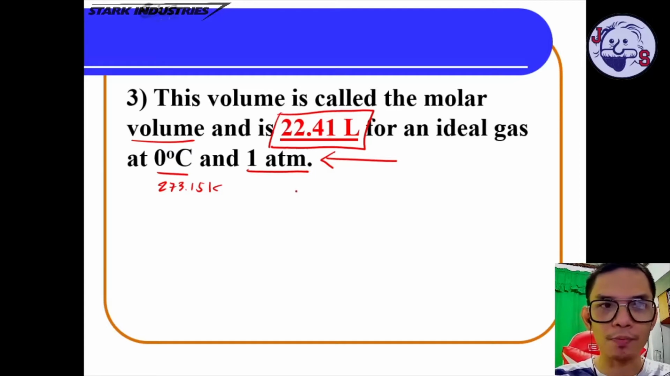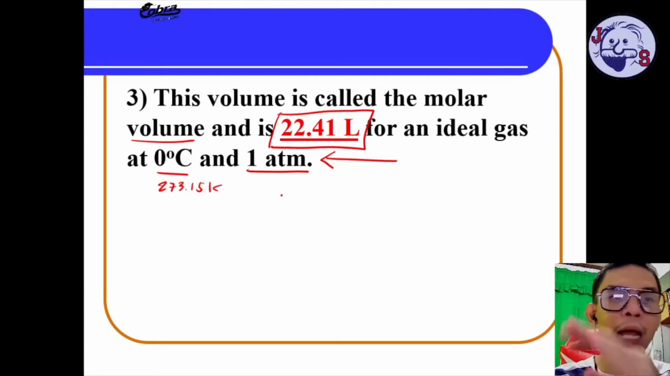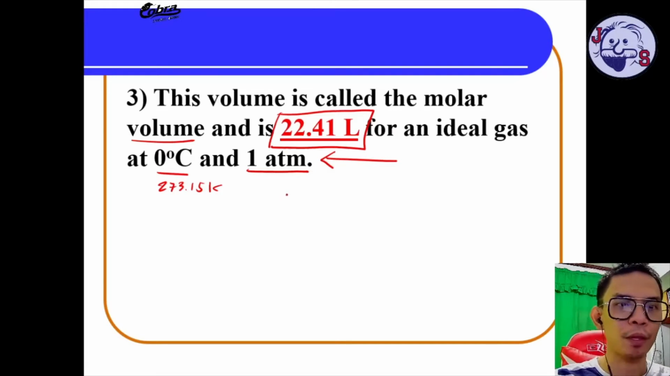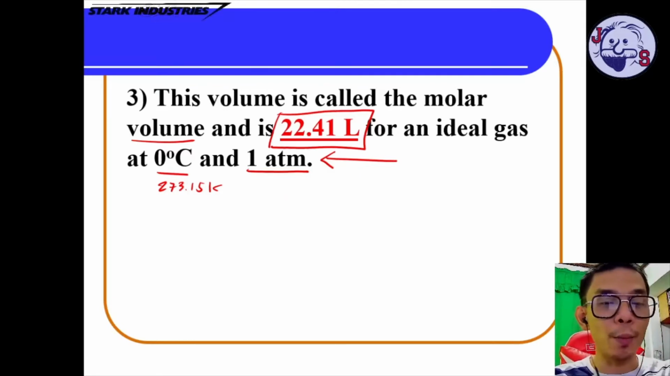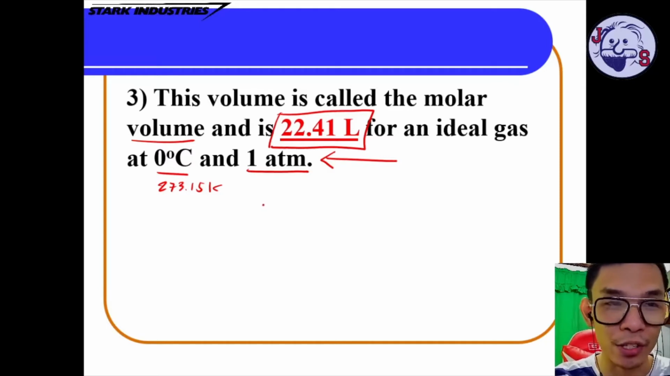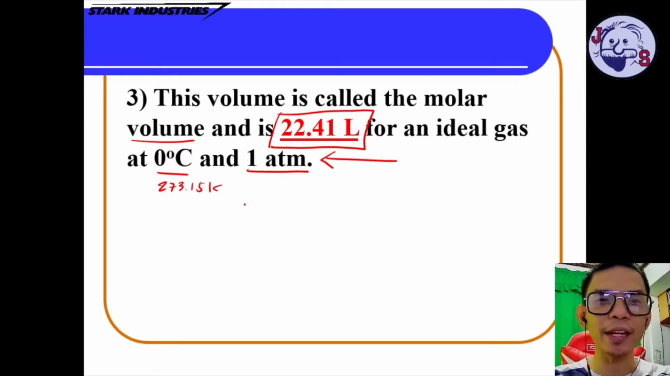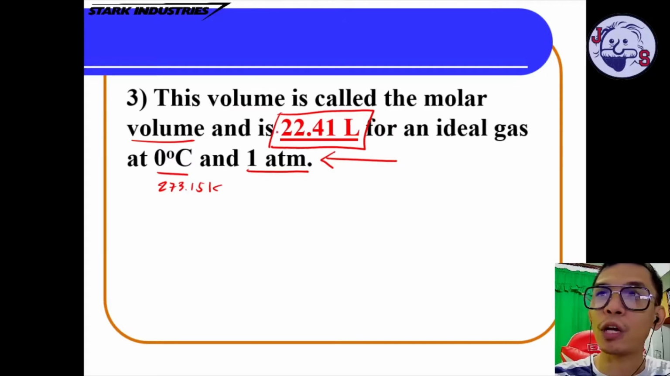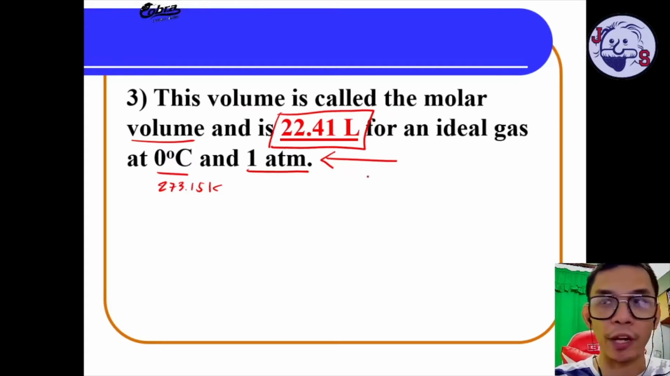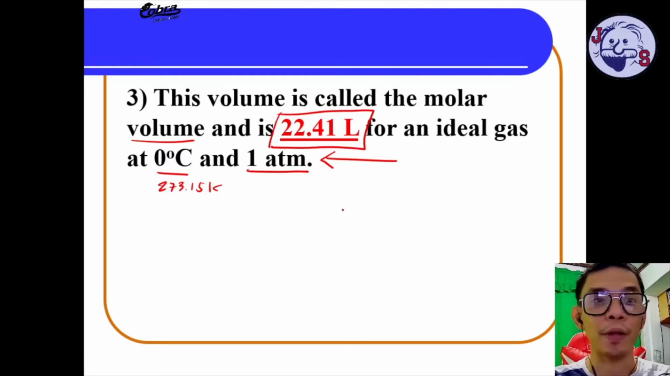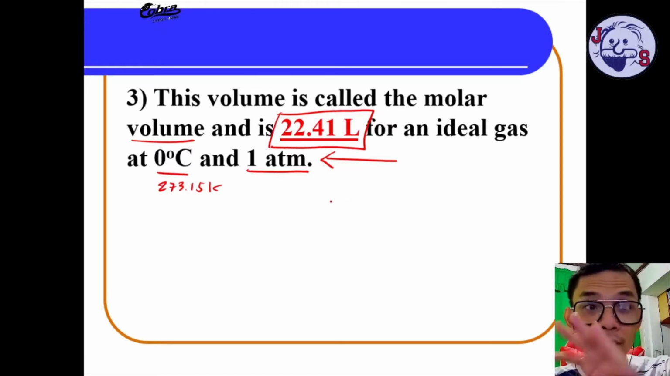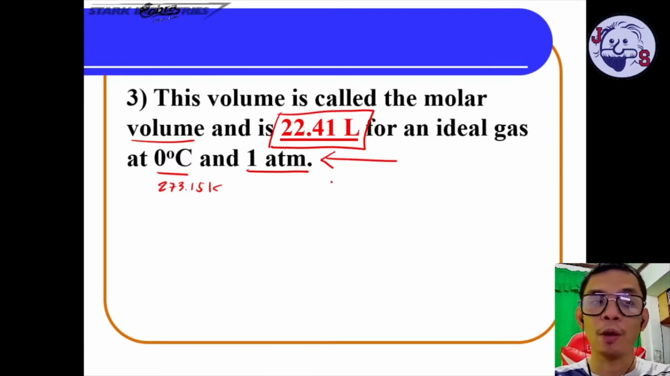So if I'm going to ask, what will happen if you increase the number of moles? Will the molar volume increase itself? Let me know in the comment section below. So what is your answer on that? Definitely it will increase. The value of the volume will be completely different if you have greater than or less than 1 mole. It should be 1 mole for you to have this constant value.